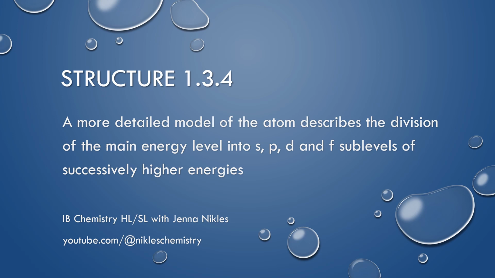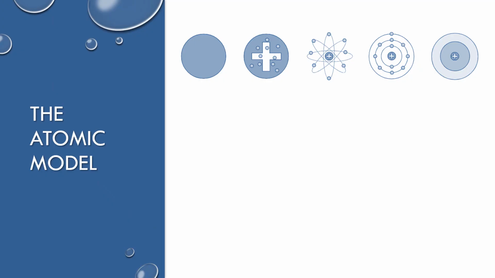Today we're going to talk about IB Chemistry Structure 1.3.4, which gets into atomic orbitals, so S, P, D, and F sublevels of higher energy levels. So let's just take a quick second to talk about the development of the atomic model.